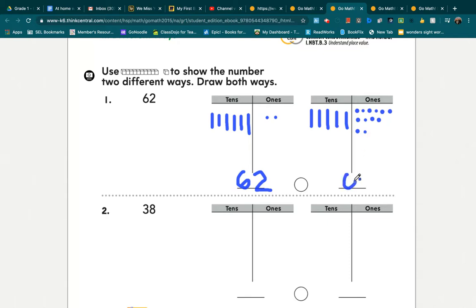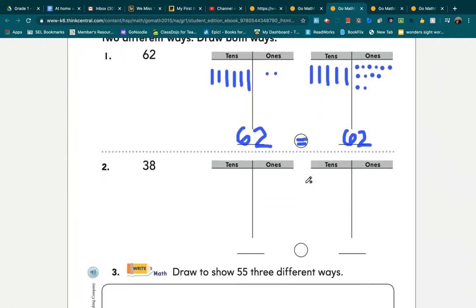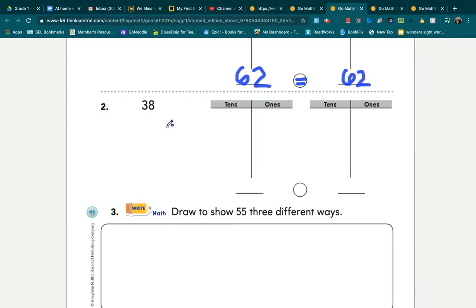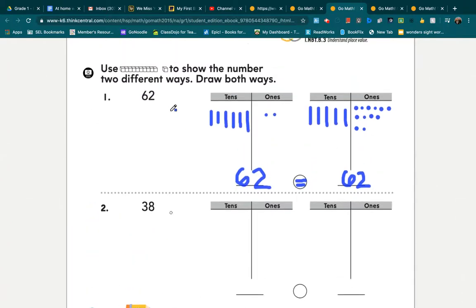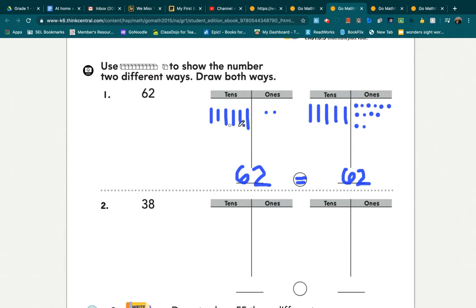So this is showing the same exact number, but we just took one group of 10 and changed it into 10 ones. Remember, it is the same thing. One group of 10 or 10 ones gives you the same number. So I'm going to have you do number 2 for 38 on your own, using the same exact math strategy that we just did here together on number 1.